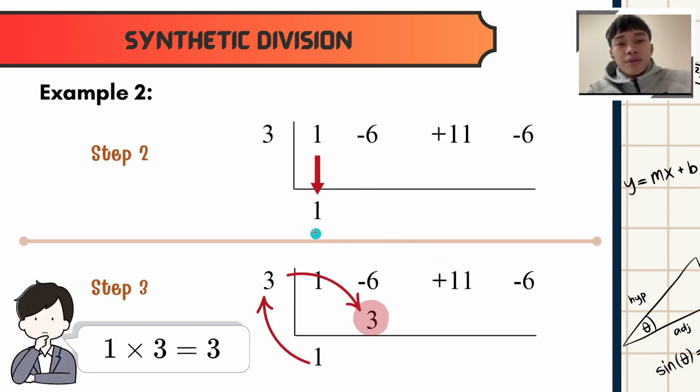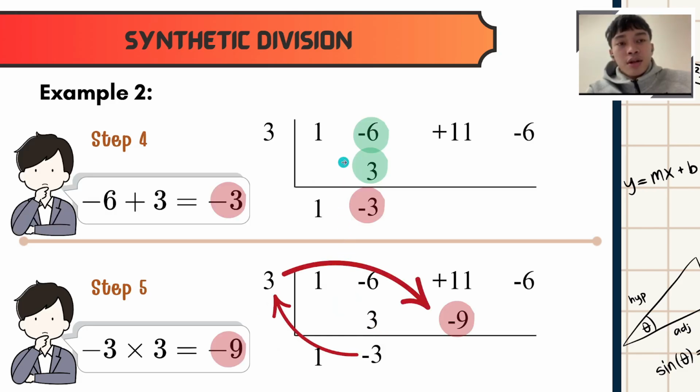So the next step is to bring down the 1. And then after that, your next step is going to be to multiply 1 to 3. Then after that, you put it below the negative 6. So the next step is to do the equation. So negative 6 plus positive 3 is negative 3.